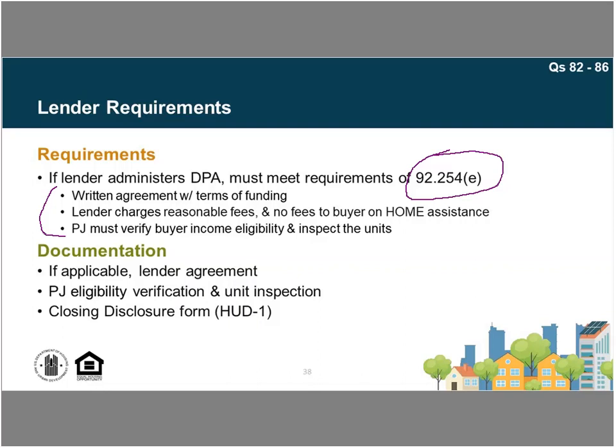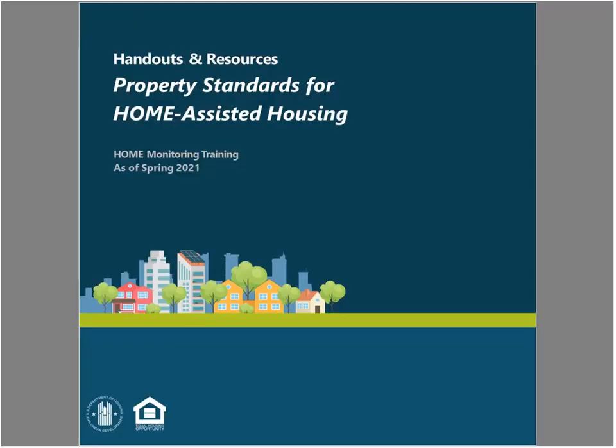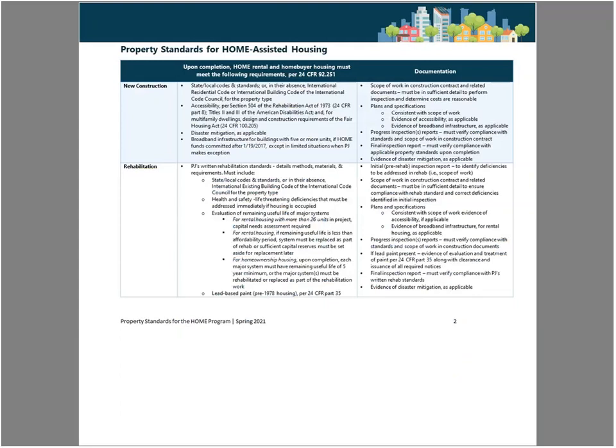And I know Monty showed us the property standards handout. I'm bringing this up here for you to see. So I'm on page 2 of this handout. This handout is available to you when you downloaded the slides. It was in the same place. So if somebody's buying new construction, or if they were purchasing acquisition, rehab, resale, here's the different property standards that need to be met. And the really nice thing about this is it also provides the documentation of what we want to see to ensure that it's meeting these property standards.